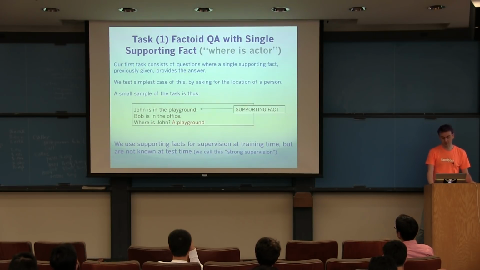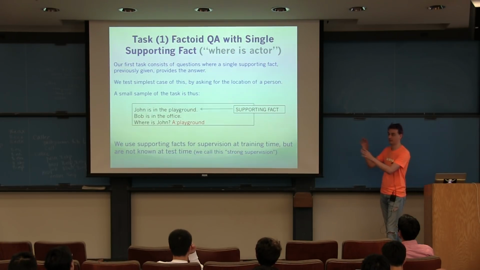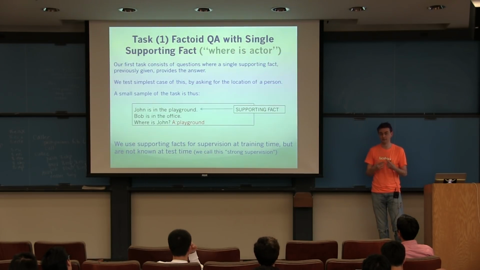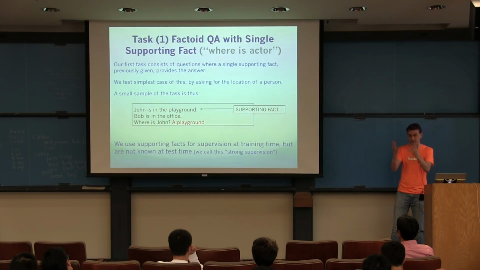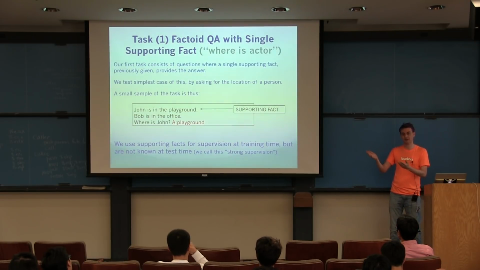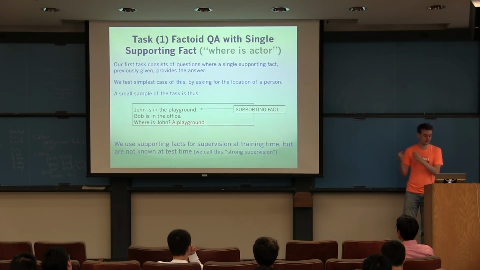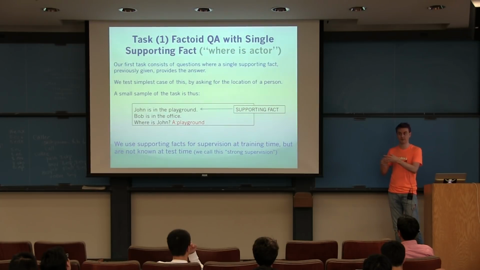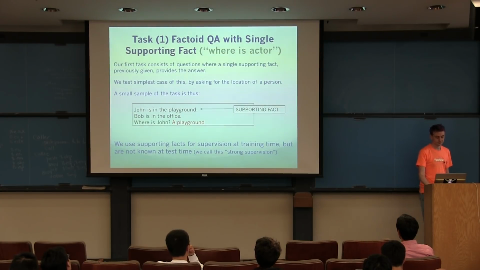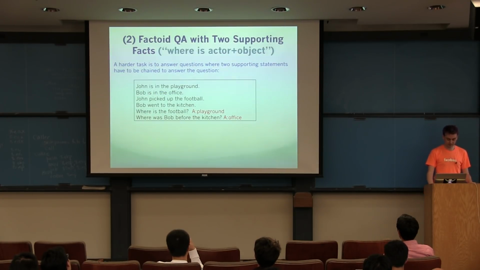So we call this a strong supervision case, where you're basically given the supporting facts as well as the question-answer pairs. And then you can imagine having something like 1,000 of these question-answer pairs, say, for a training set, with these different randomly generated stories, and then a test set of different stories. And in the test set, you're not given the supporting facts. You're just given questions, and the goal is to answer them. So that's the first task.